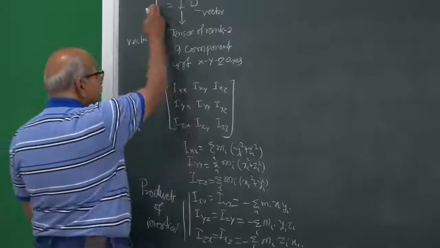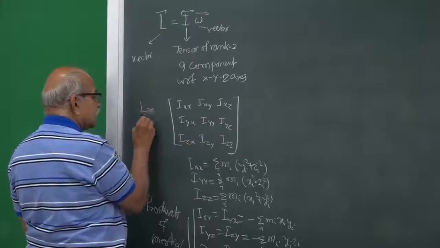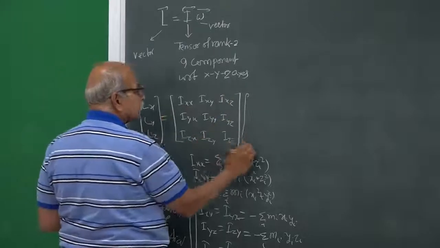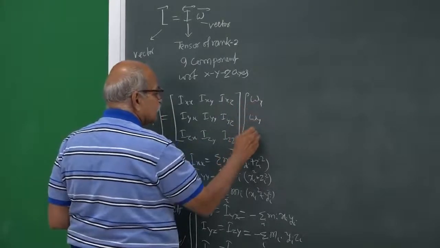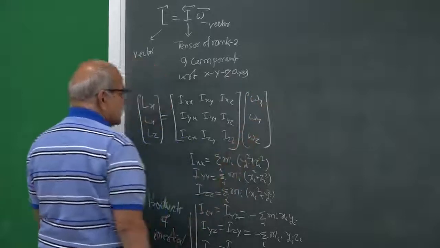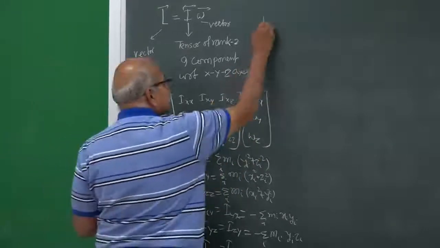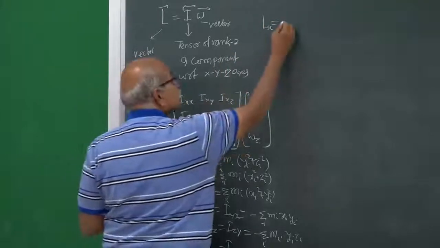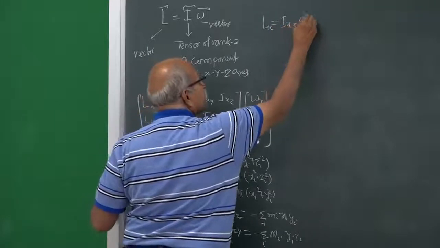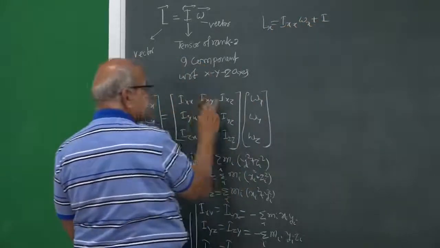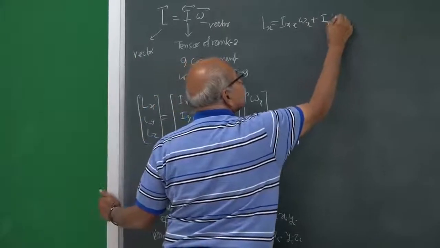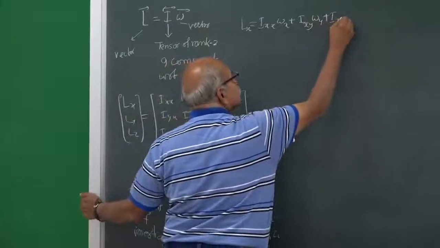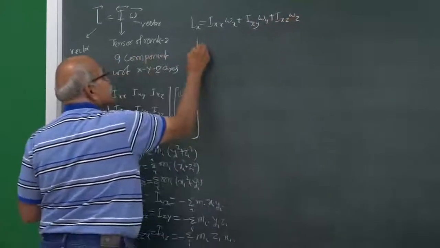And this L vector is here Lx, Ly, Lz, this column, and here it is omega x, omega y, and omega z. The meaning is that Lx is equal to the matrix multiplication, this into this plus this into this plus this into this, that is I x x omega x plus I x y omega y plus I x z omega z.